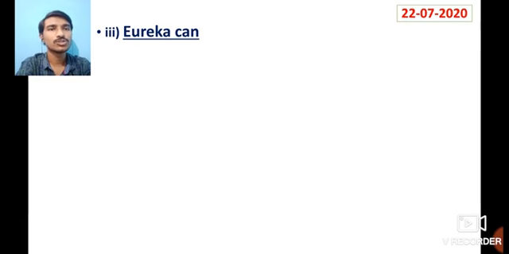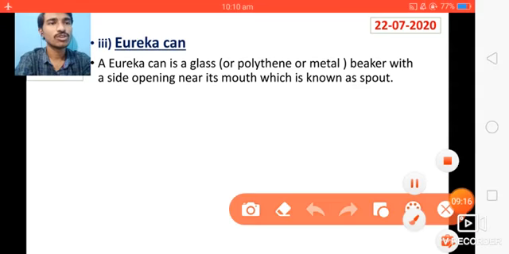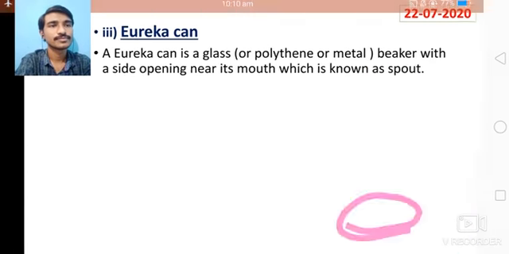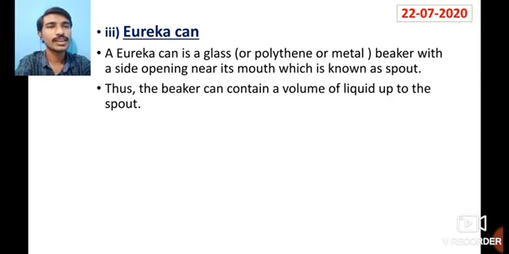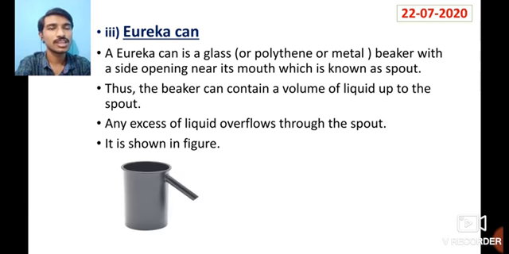Now we will move on to the Eureka can. This is another vessel for measuring volume. A Eureka can is a glass, polythene or metal beaker with a side opening near its mouth. We will call that side opening a spout. Thus the beaker can contain a volume of liquid up to the spout. Any excess of liquid overflows through the spout, as shown in the figure.